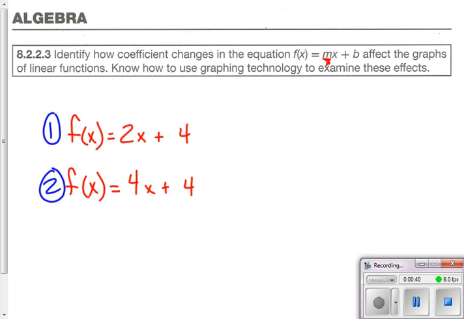The slope in equation 1 is 2. The slope in equation 2 is 4. Okay? This number is greater than 2 or higher than 2. So this would actually increase faster. This would be like $4 an hour versus $2 an hour. You're going to make more money here than you are in the top equation. So I'm just going to prove to you that it is a steeper line by using some graphing technology.